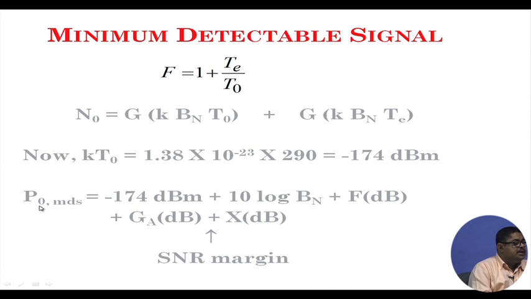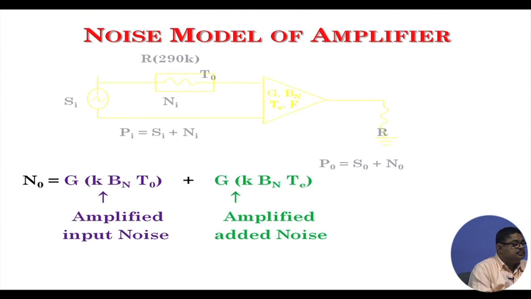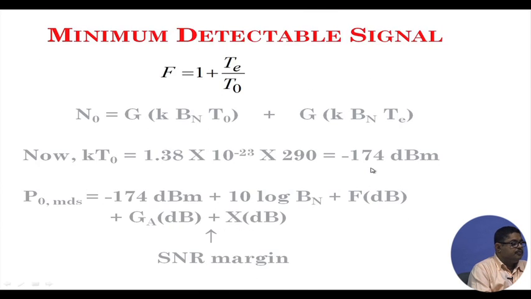So, we can write that output minimum detectable signal, that expression will be minus 174 dBm plus, you see from that PO, it is SO plus NO. So, now the minimum value is given by this: PO MDS is minus 174 dBm plus 10 log Bn plus F, the noise figure, plus GA plus X. This is the SNR margin I was talking about above the noise floor.